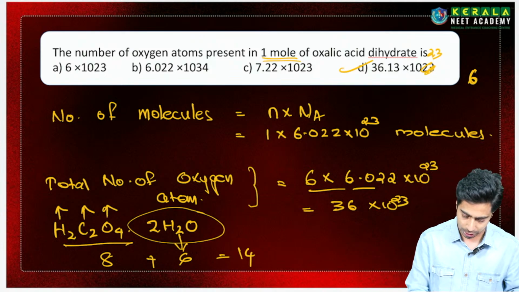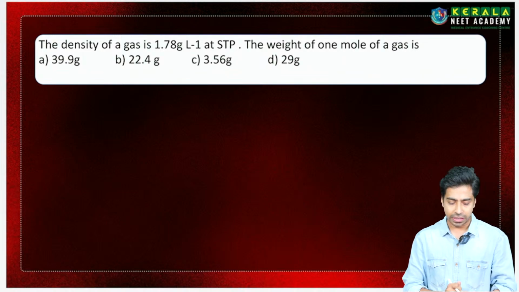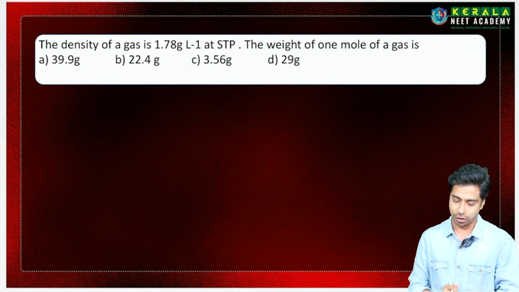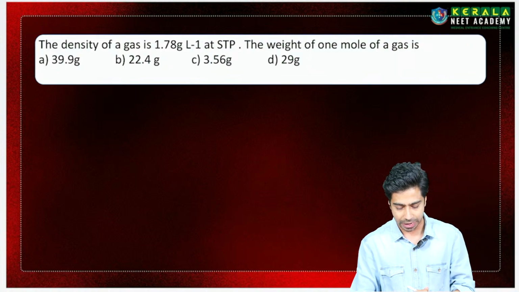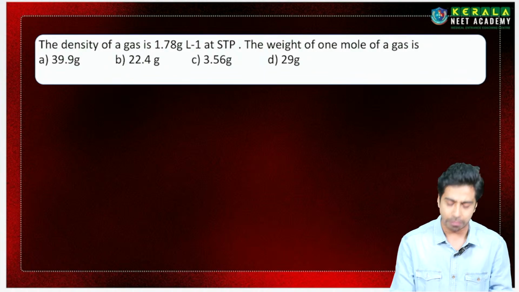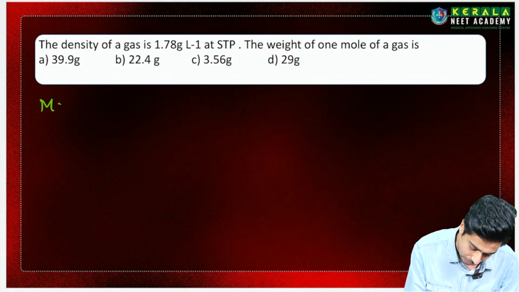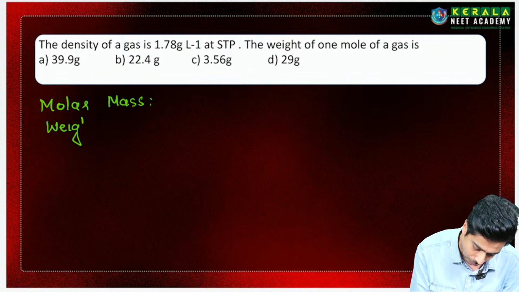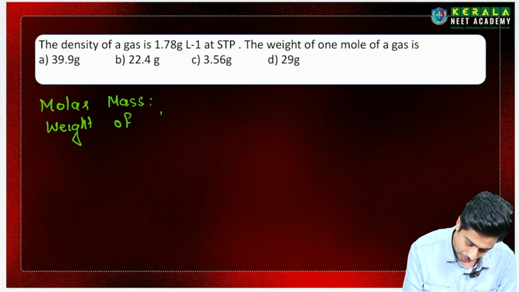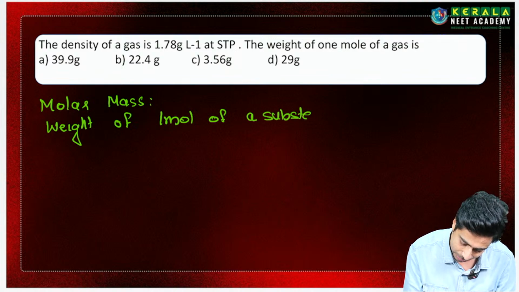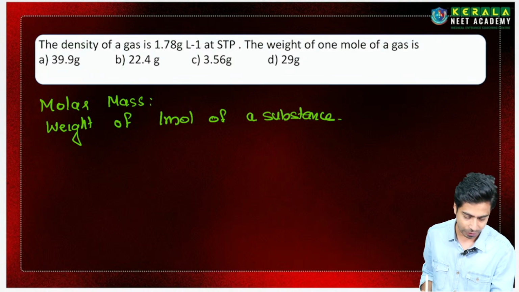Anyhow, we'll move on to the next one. The density of a gas is 1.78 gram per liter at STP. What is the weight of 1 mole of the gas? The weight of 1 mole of a gas is called molar mass. Molar mass is the mass or weight of 1 mole of a substance, whether gas or liquid.